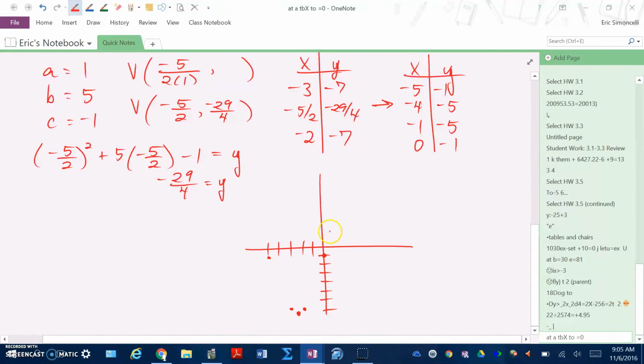I probably didn't need a calculator for that. Plugging in 0, 0 squared plus 5 times 0, so that whole thing becomes 0, then minus 1, 0, negative 1. Negative 4, negative 5, 2, 3, 4, 5, and negative 1, negative 5. So my parabola will nicely take shape.